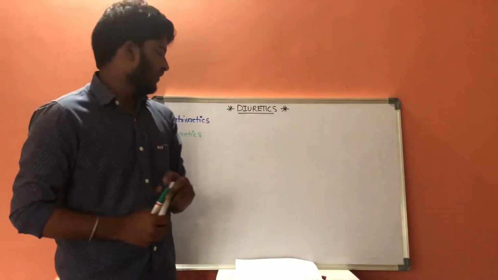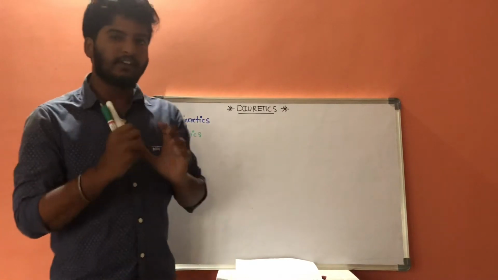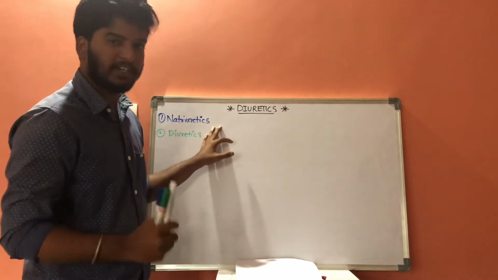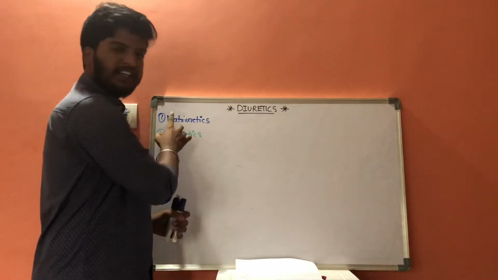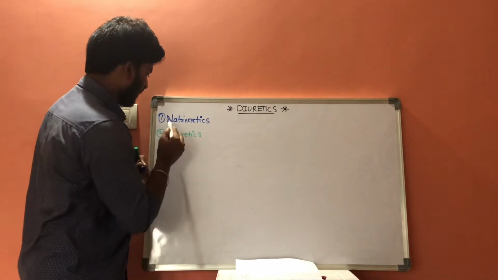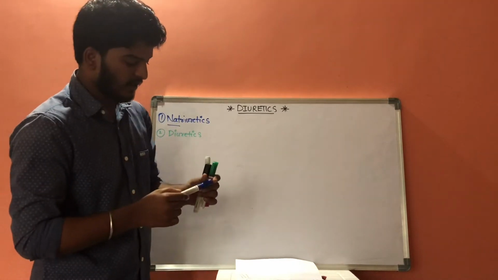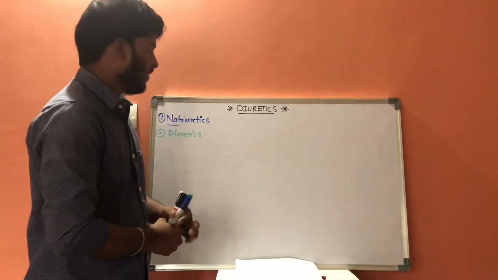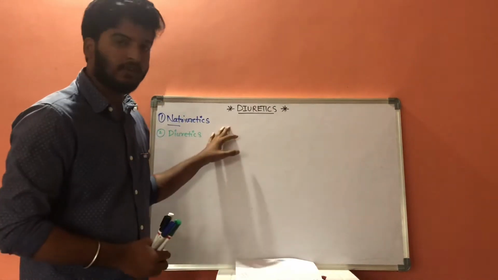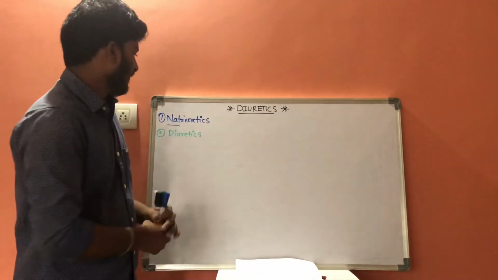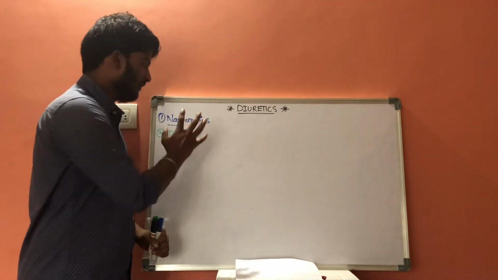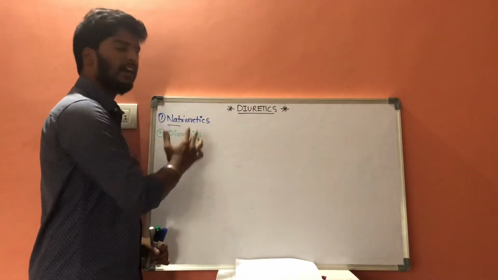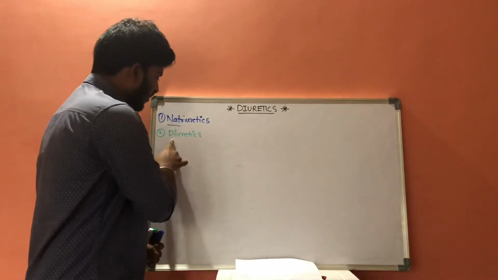So, what are natriuretics? Natriuretics are a class of drugs. Natri means sodium. Whenever these natriuretic drugs are given to a person, they increase the loss of sodium ions in the urine. Natriuretic drugs are the drugs which increase the loss of sodium in the urine of a patient, and they are called natriuretics. So, what are diuretics?